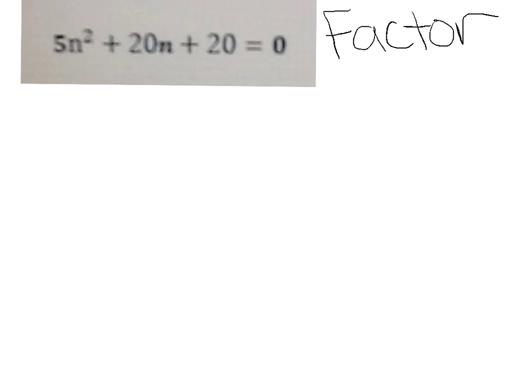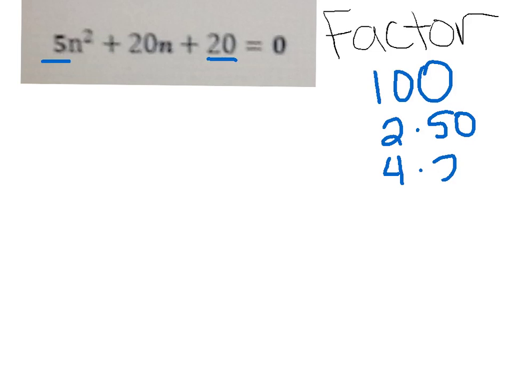We are asked to factor the following equation, 5n squared plus 20n plus 20. Now, when we look at this, the first step we want to do is see if we can find the factored form. So we're going to take 20 times 5. 20 times 5 gives us 100. Now, let's look at some factors of 100. We can do 2 times 50, 4 times 25, 10 times 10, and so on.